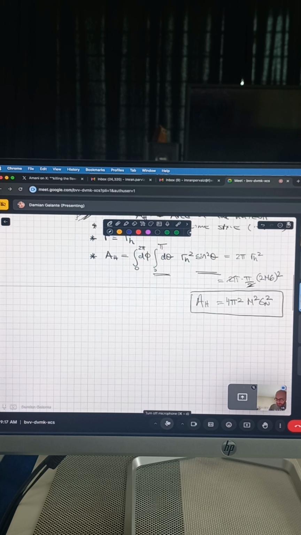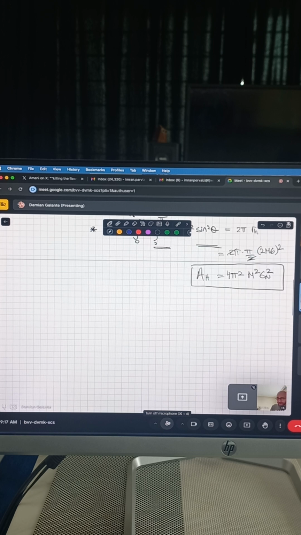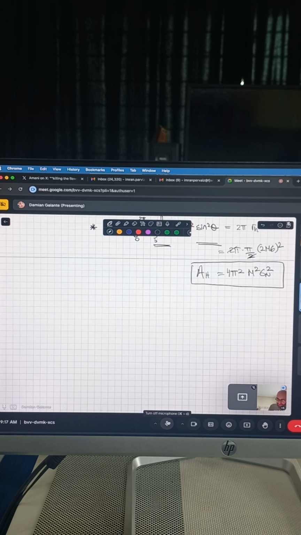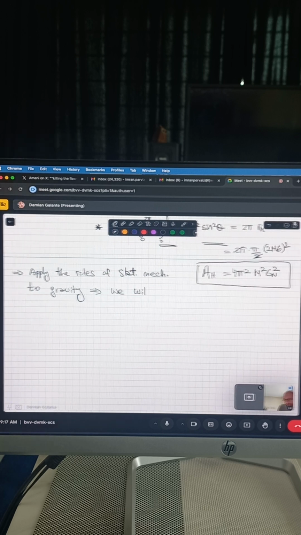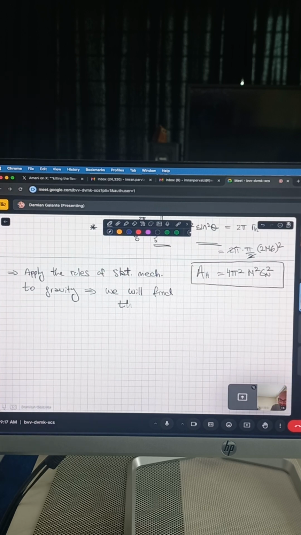Okay, so now we have all the quantities at our disposal. The goal is to show you now that if we apply the rules of StatMech to gravity, then we will find that entropy is area over 4G Newton. Okay? That's the goal of today.